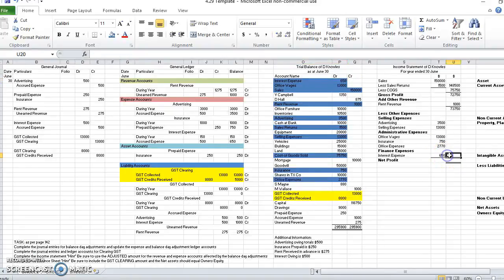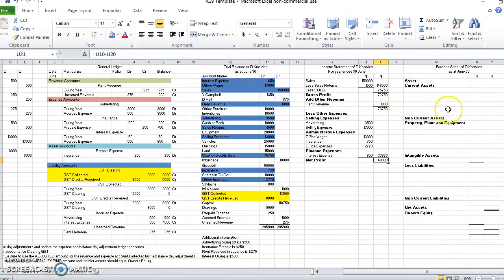So now we take a sum of all the other expenses, and we take our gross profit plus everything else minus our other expenses, and we get our net profit figure.